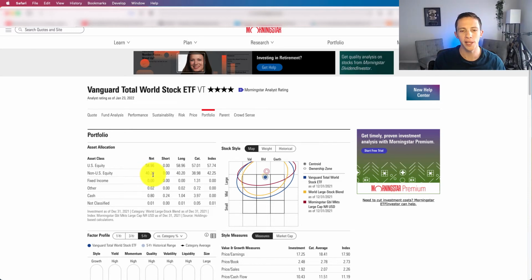I find that pretty interesting, and what I have to point out here is this is pretty damn close to a market cap split globally. Right? This is about where the global market cap works out, 59% US, 40% non-US, as of recording this in January 2022. Whereas a lot of funds that hold both foreign and US stocks tend to have a tilt, at this time, towards US stocks.